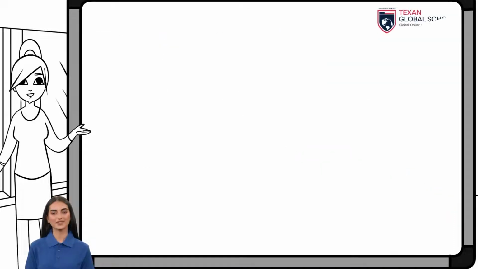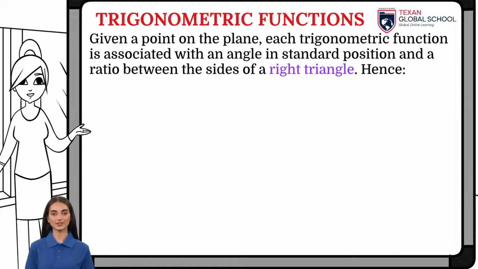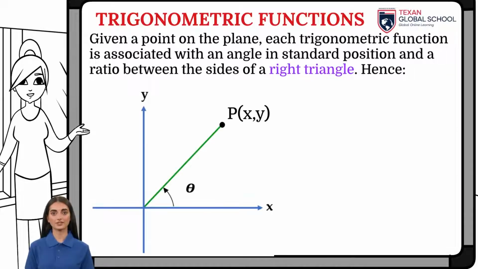Each trigonometric function is associated with an angle in standard position and a ratio between the sides of a right triangle. We start from the point of coordinates x, y in the Cartesian plane. The distance between the 0, 0 point or origin to the given point is called the radius vector r, which generates an angle in standard position theta. From this angle, we have 2 distances given by the abscissa x and the ordinate y.